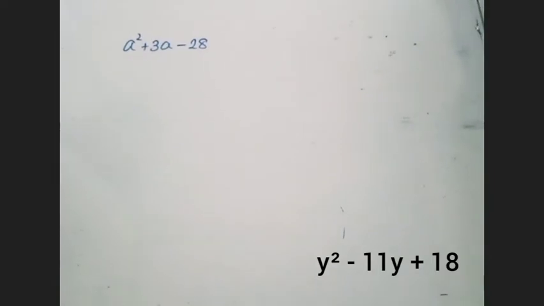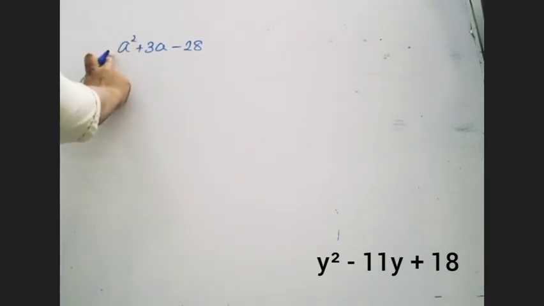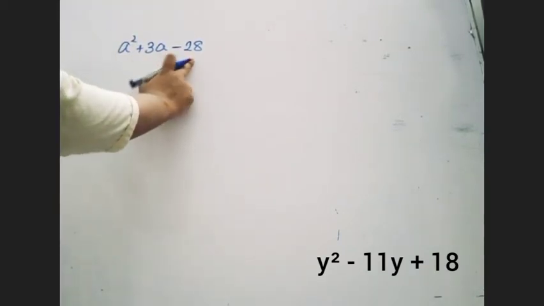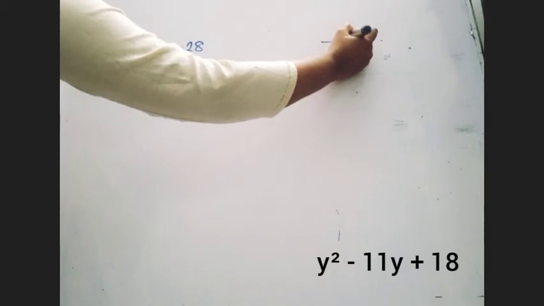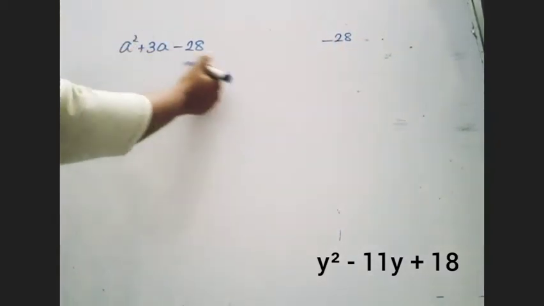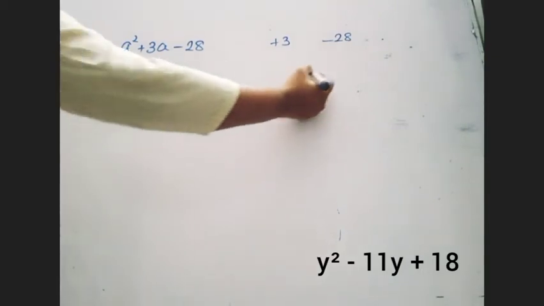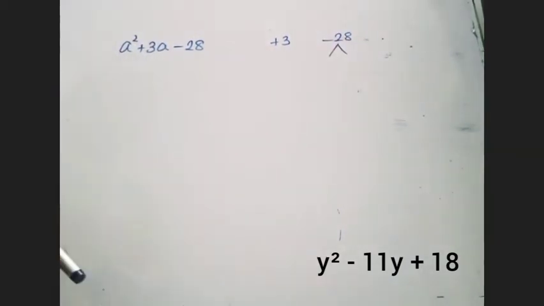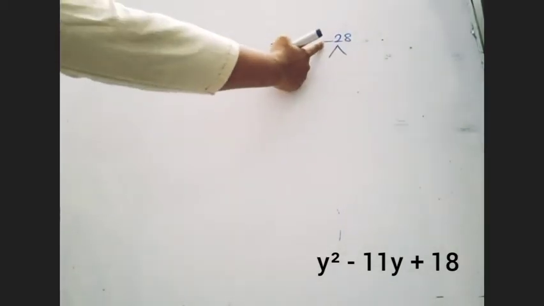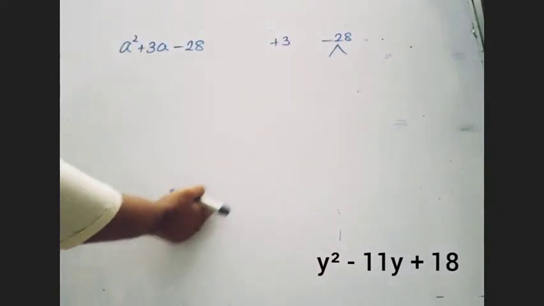Okay, another example here. So it is a square plus 3a minus 28. So here the coefficient is 1, and the constant is negative 28. So when you multiply, it's negative 28, but the middle term is positive 3. So look here carefully, we have to obtain two numbers whose product, when you multiply, should be negative 28.